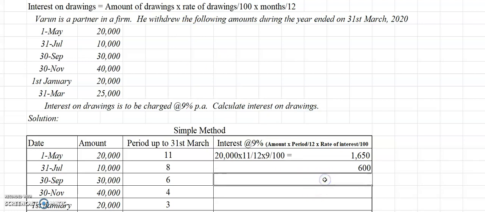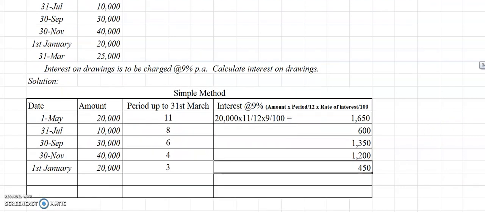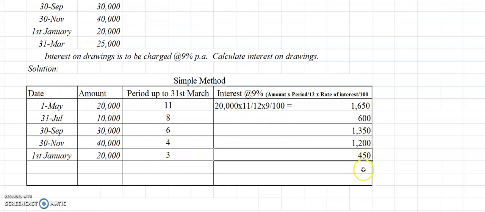Then again next drawings, it is 1,350. Then again next drawings, it is 1,200, and the last one again 450. Now we have to calculate the total interest. For that we have to add all the amounts here. The total interest is there.